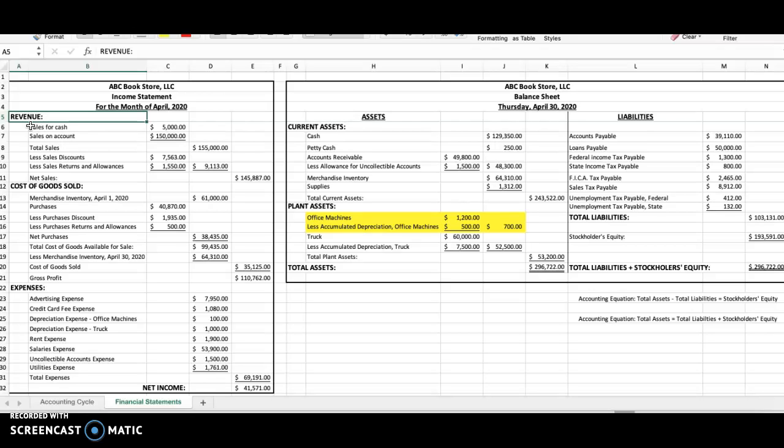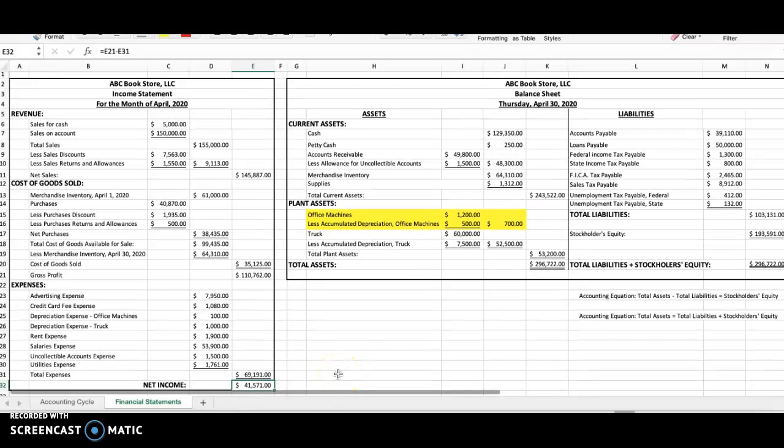Now we have a third section. Not only do we have revenue, but we also have cost of goods sold. And we'll look at that a little bit today, but more in detail in topic 14. And then we have our expenses. All three are involved in determining the bottom line, way down here, of net income.